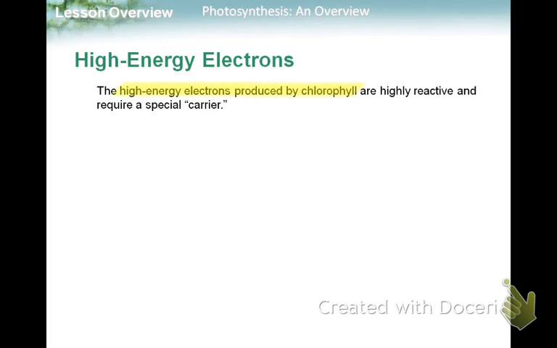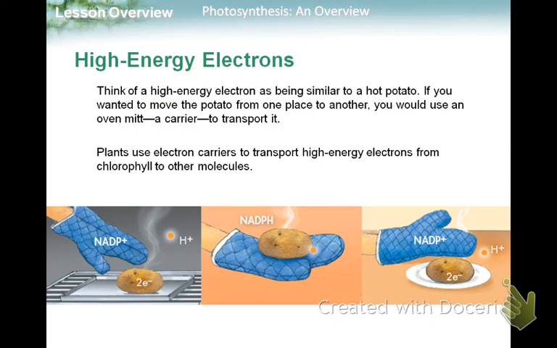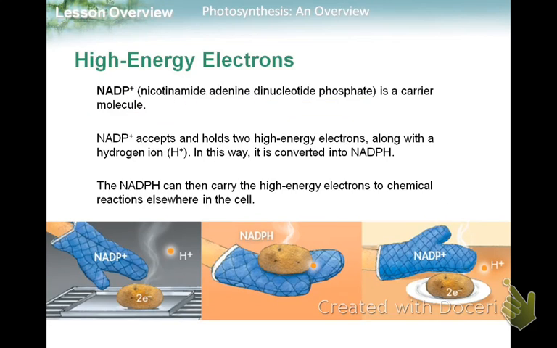The high energy electrons that are produced by chlorophyll require a special carrier. Think of it like a hot potato. You want to move the potato from the oven to a plate? You have to use a carrier, an oven mitt, to transport it. NADP, you don't have to know all this business right here. Don't worry about that. But NADP is an electron carrier. It accepts and holds two high energy electrons and a hydrogen ion. In this way, it's converted into what we call NADPH. The NADPH carries the high energy electrons to other chemical reactions in the cell.